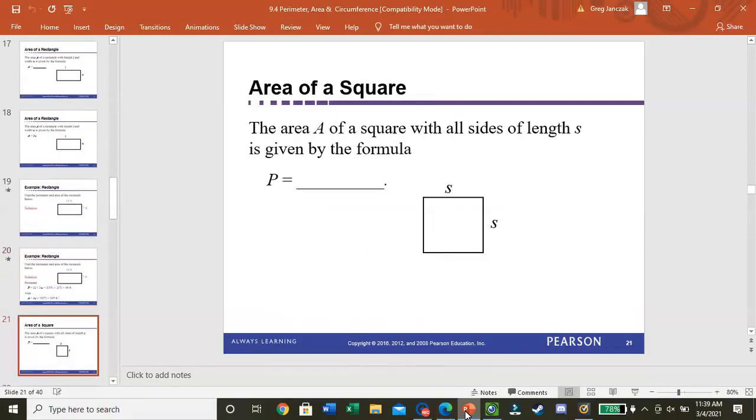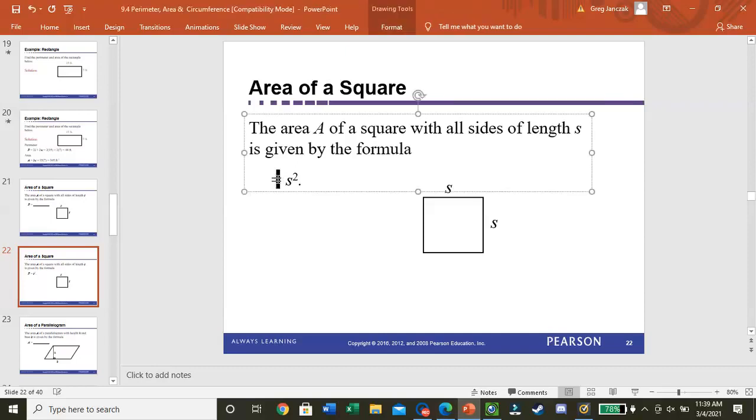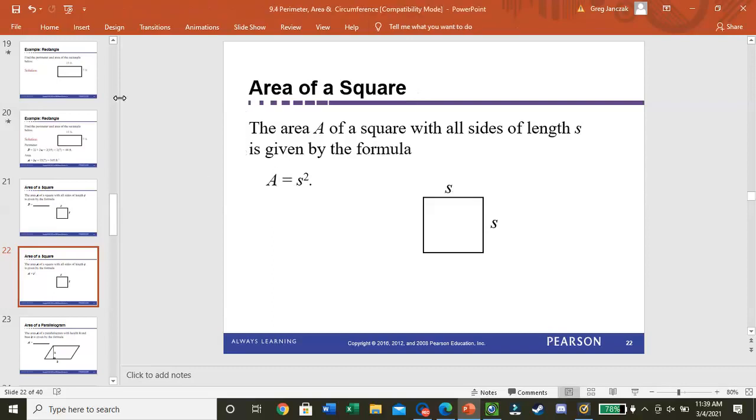Okay, the area of a square: since all the sides are the same, we only need to know one side. It's side times side, like length times width, but since the sides are the same, it'll just be side squared. This should be an A here, not P, for area. A equals side squared.